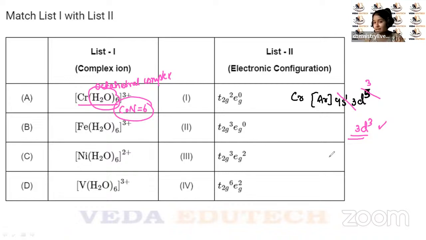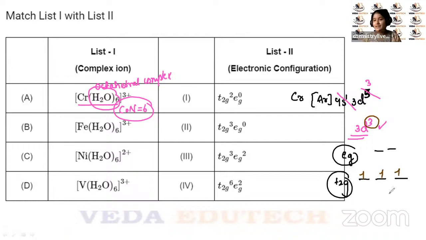And in case of an octahedral complex, children, I have discussed that below you have t2g and above you have eg. Below there is t2g, above there is eg. So you have to start filling with t2g. It is 3d3, so 3 electrons have to be filled in t2g: 1, 2, 3, done. So this is going to be t2g3.